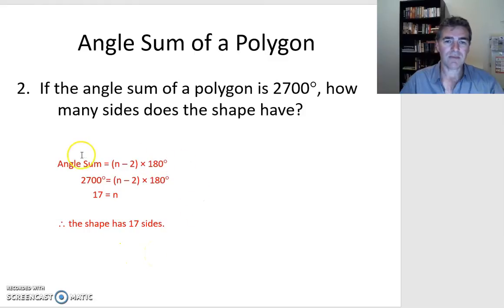So the key, use that rule, write it down, substitute in what you know, and rearrange it if you need to, or just a straight calculator exercise. So that's the angle sum of all these different polygons. Next time we'll have a look at what if the polygon is a regular polygon, because that makes things not much different, but you'll find something about the angles and sides.